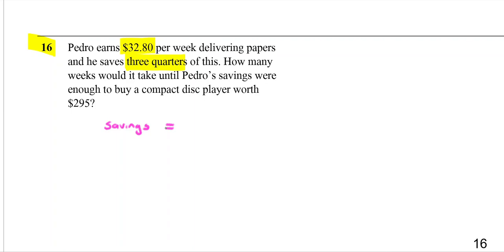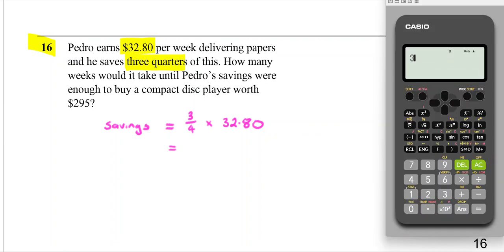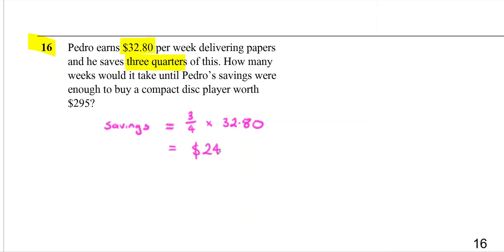Times. If you are saving 3/4, that's 3/4 of, and remember of means times. You're timesing 3/4 times by $32.80. So use your calculator, 3/4 times $32.80. So he's saving $24.60 every time.